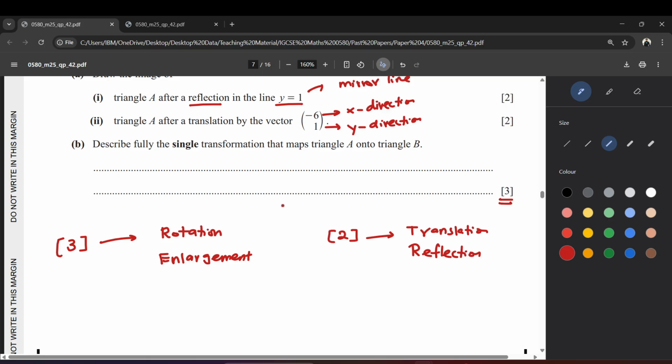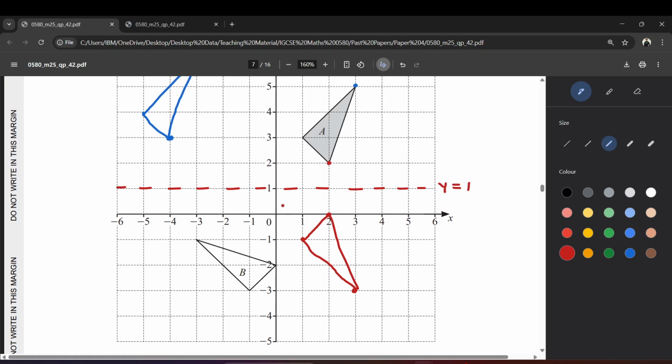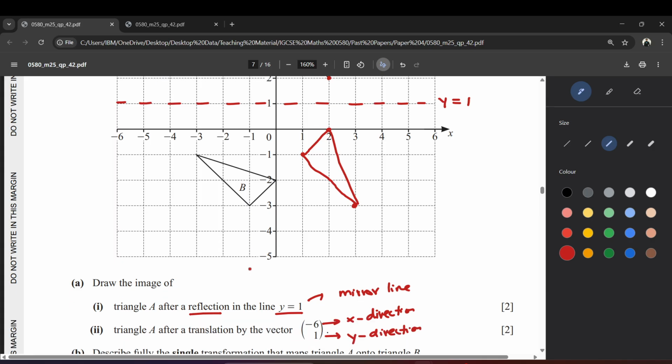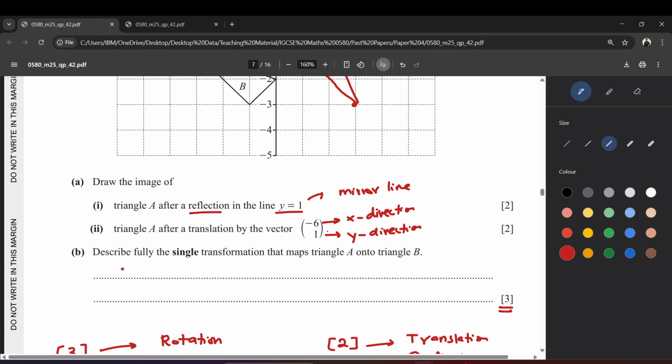All right. But if you look at the size of the object and the size of the image, which is B, does it look like there has been any change in its size? Enlargement is either making an object bigger or making an object smaller. So we see that there has been no change in the size of the image. Therefore we can now conclude that this should be rotation. Okay, that's point number one.